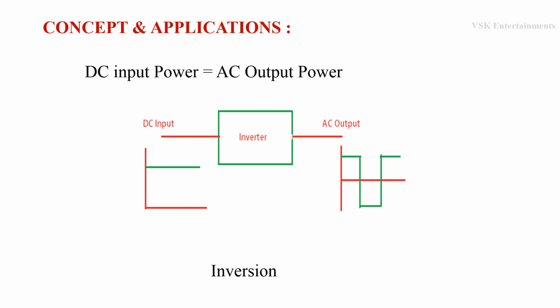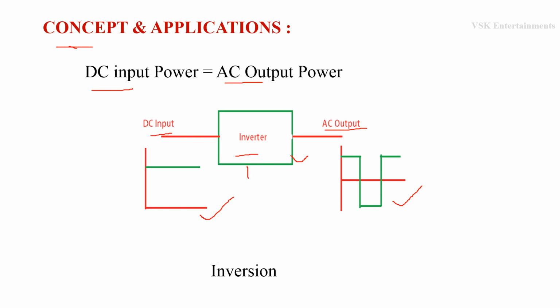Coming to the concept of inverter, the concept of inverter is exactly opposite to the concept of rectifier. That is, a rectifier is a circuit which converts AC parameter to DC parameter, that is nothing but AC input to DC output. But in the case of inverters, we are going to convert the DC input to the AC output. This is the representation of inverter. That is, it is a circuit which converts DC input to the AC output. This is the representation of the DC parameter as well as the AC output parameter.